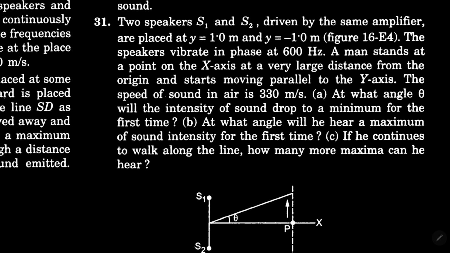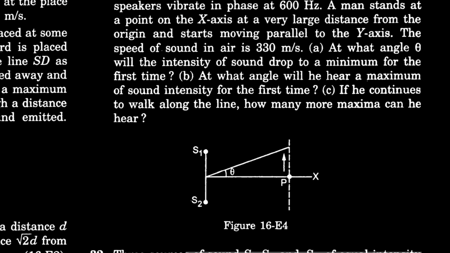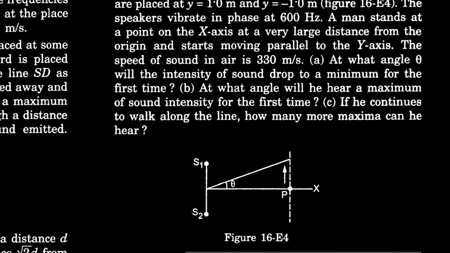In question 31, we have two speakers S1 and S2. At what angle theta will the intensity of sound drop to minimum for the first time? At what angle will he hear a maxima? If he continues to walk along the line, how many more maxima can he hear? This is the situation.